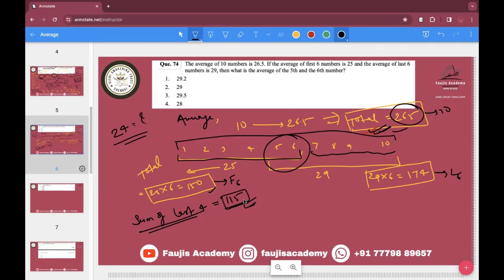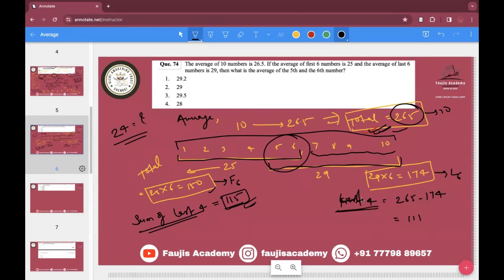If we similarly do it, this total minus this one, will we get first 4? How much is that? 265 minus 174. That's 111. Okay, sir, 111. That means this is first 4. This is last 4. Sorry, last 4.